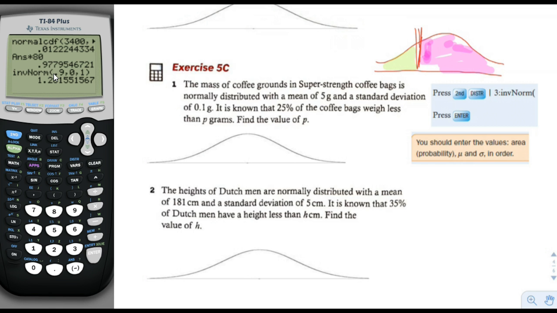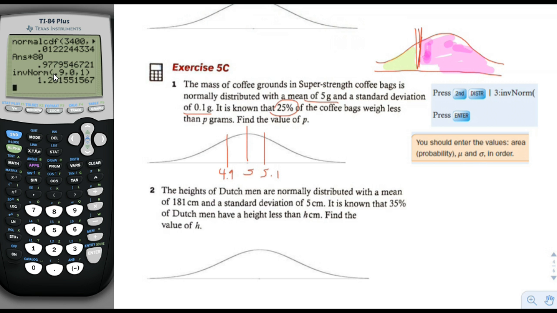So the mass of coffee grounds in super strength coffee bags is normally distributed with a mean of 5 and a standard deviation of 0.1 grams. So that kind of looks like all the problems we've done up until now. They give us the mean and they give us the standard deviation. And so the standard deviation lines are going to be at 4.9 and 5.1. It is known that 25% of the coffee bags weigh less than p grams. Find the value of p.